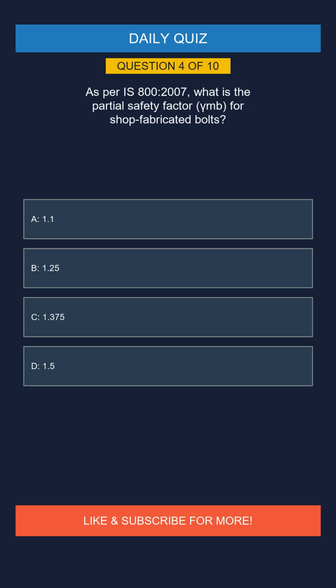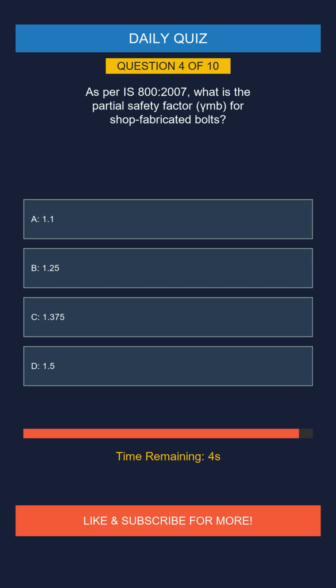Question 4. As per IS 800:2007, what is the partial safety factor Gamma Mb for shop-fabricated bolts? Option A, 1.1. Option B, 1.25. Option C, 1.375. Option D, 1.5.